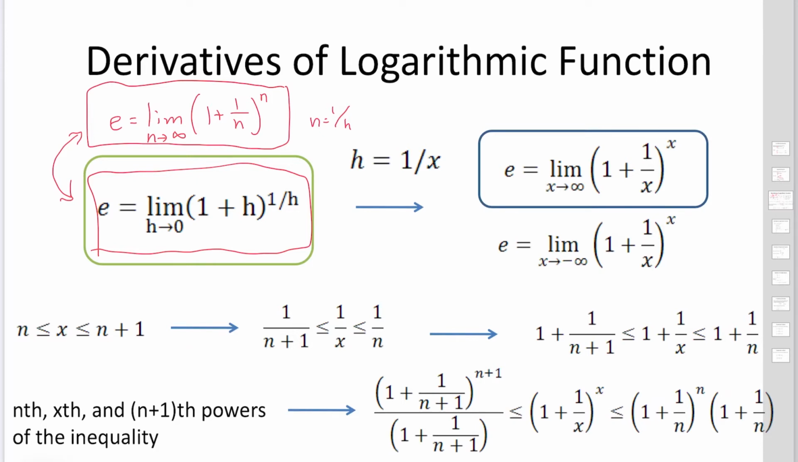Depending on the sign of h, there are two possibilities if you choose h = 1/x, when x is positive or x is negative. In the case where x is positive, x approaches positive infinity, and we have (1 + 1/x)^x. When x is negative, we have (1 + 1/x)^x. So we have to prove these two situations. In this explanation, I will only explain the first case. Once you understand the first case, maybe you won't have so much trouble proving the second case.